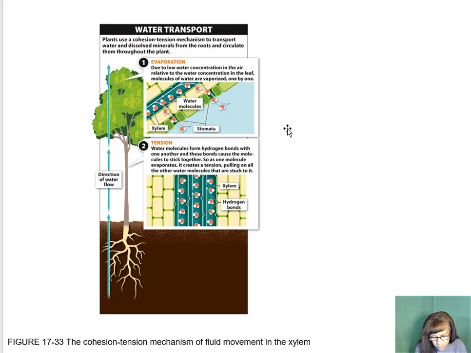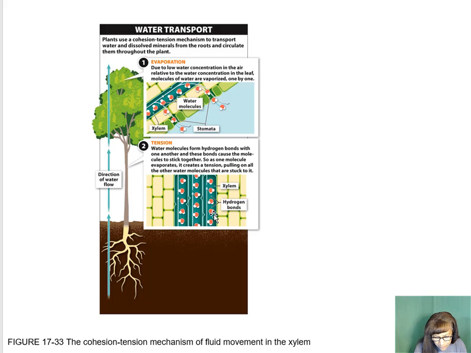Water molecules form hydrogen bonds with one another, and these bonds are basically helping to move the molecules because they're sticking together. They're all like holding hands. So as one molecule evaporates, it creates this tension pulling on all the other water molecules that are hydrogen bonded together with it. And so it's literally, they're pulling each other up the top of the tree as one evaporates at a time.